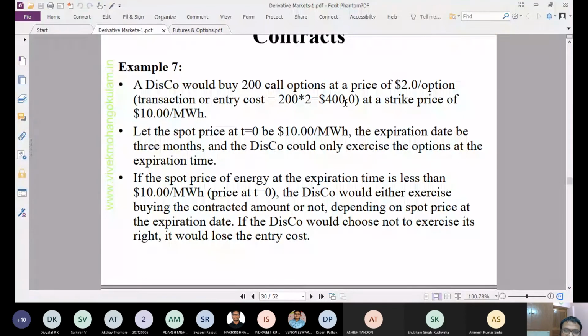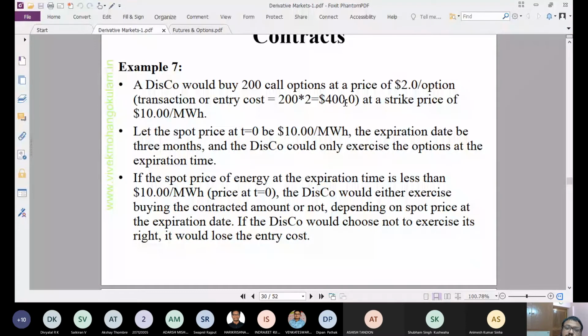If he exercises it, he will get $1 per megawatt hour. So $1 for 200 megawatt hour means he has a profit of $200, but already $400 is lost. So again, it is a loss for him. He will exercise it because at least this amount, $1 per megawatt hour, he will get, but still it is a loss for him.